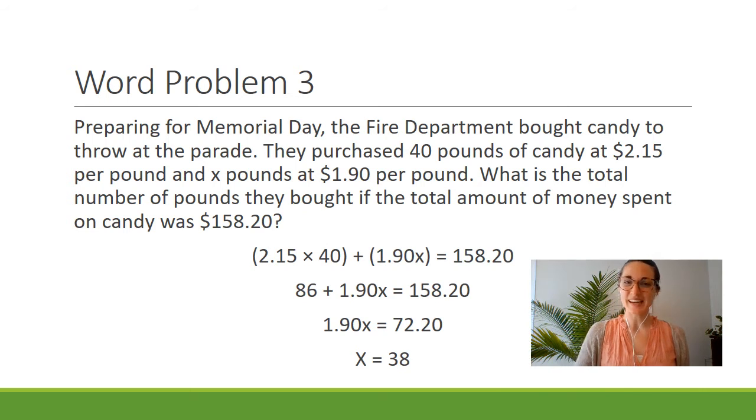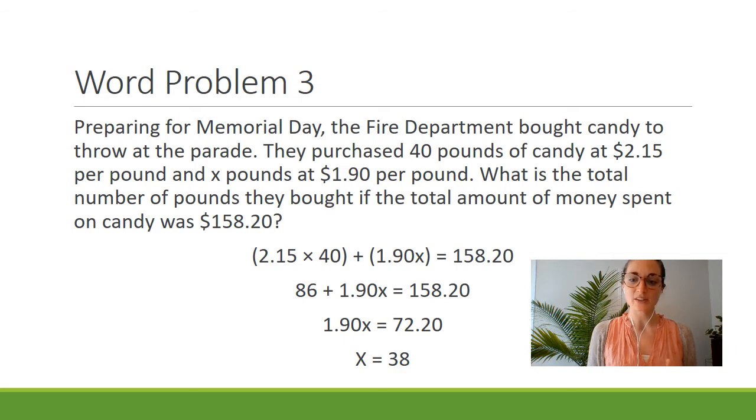To solve this, I need to take all the important numbers from here and put them together. So let's start with that there were 40 pounds of candy and each pound cost $2.15. To get the total of how much that cost, we need to multiply those together. So we have $2.15 times 40. There's the first part of our equation.